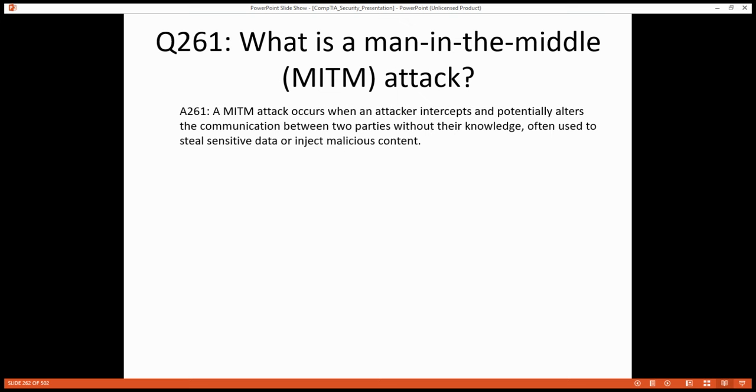Q261. What is a man-in-the-middle (MITM) attack? A261. A MITM attack occurs when an attacker intercepts and potentially alters the communication between two parties without their knowledge, often used to steal sensitive data or inject malicious content.